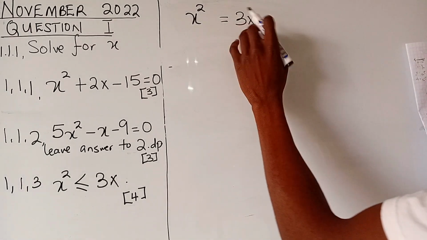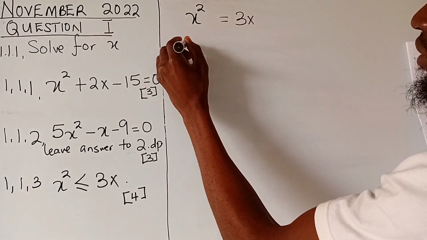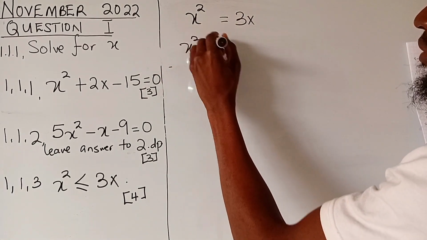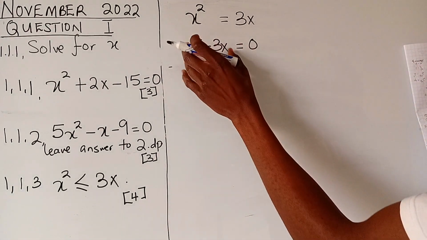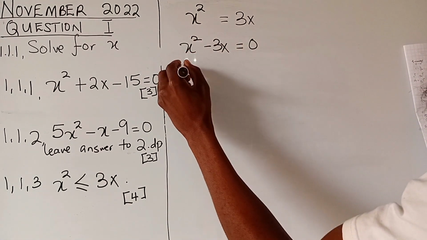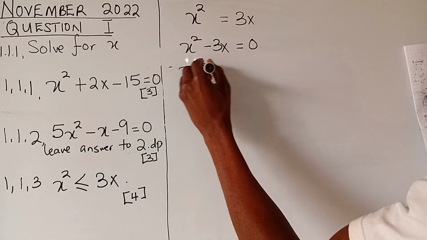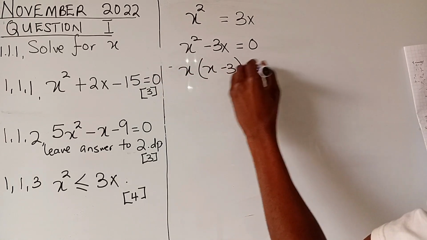So from here, we have to take this to the left-hand side, meaning that we are going to have x squared minus 3x is equal to 0. So critical values are the ones that you get when you solve this. So solving this, we factor out x, then x minus 3 is equal to 0.